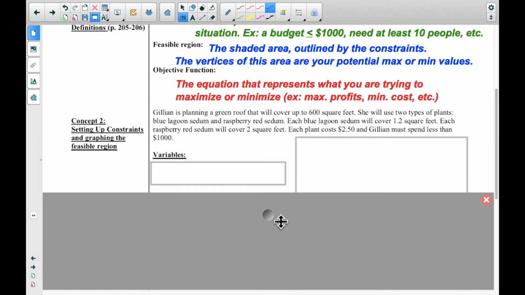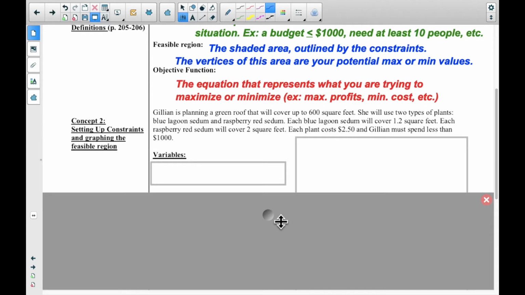Typically when we look at a word problem, we want to break it down and find out what our variables are. As you read through this problem, there is a lot going on, so it's kind of hard to say what our variables are. You've got square feet, you've got two different kinds of plants, you've got a budget, you've got a cost, you've got all these different things. So what are your variables?